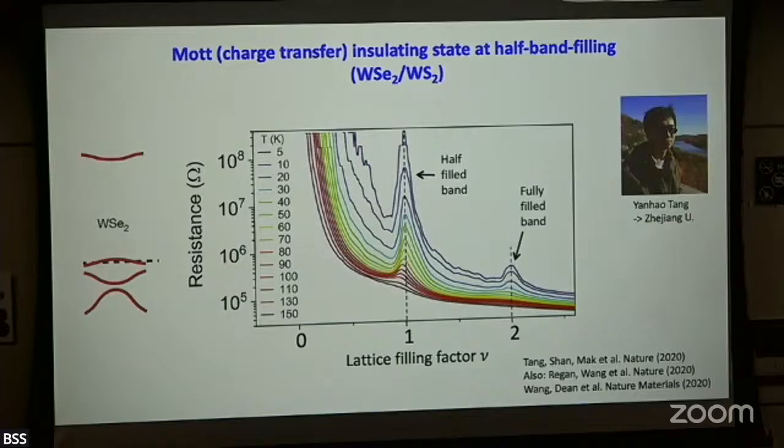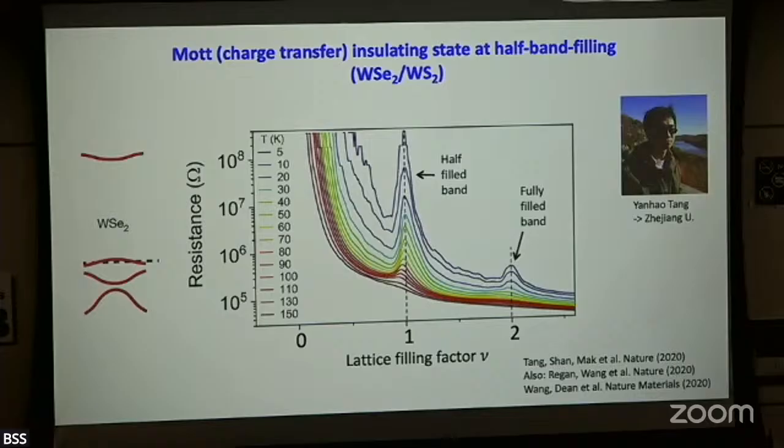How do we know that the lattice filling factor, controlled by gate voltage, is 1 and 2? Yeah, that's an excellent question. Let me explain the way we determine this.